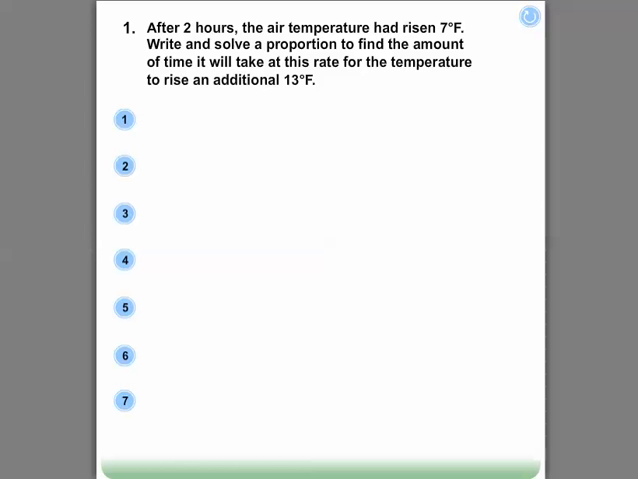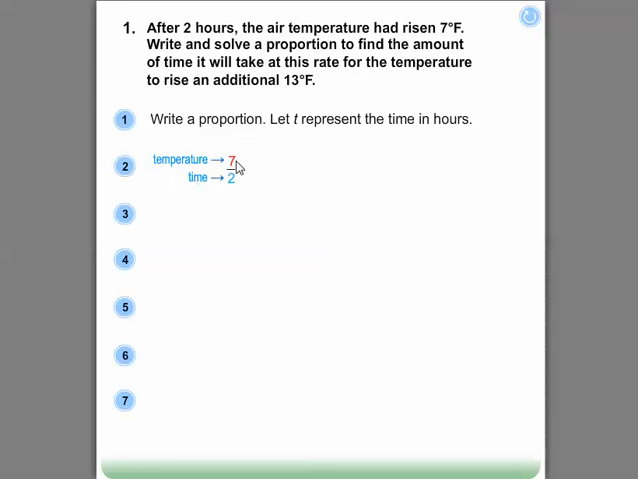So our first problem says after 2 hours the air temperature had risen 7 degrees Fahrenheit. Write and solve a proportion to find the amount of time it will take at this rate for the temperature to rise an additional 13 degrees Fahrenheit. So step 1 is to write a proportion. We're going to let T represent the time in hours.